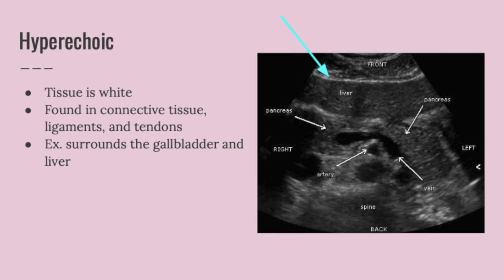The first type of tissue we are going to talk about is hyperechoic tissue. Hyperechoic tissue produces a lot of echoes. They appear white in grayscale. Connective tissue, ligaments, and tendons are all examples of this type of tissue. During abdominal ultrasound, we would expect to see hyperechoic tissue surrounding the gallbladder and the liver. Hyperechoic tissue, in my opinion, is the easiest to see because of its white color. As seen in the image here, the blue arrow is pointing to hyperechoic tissue.